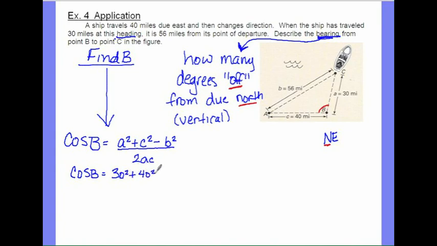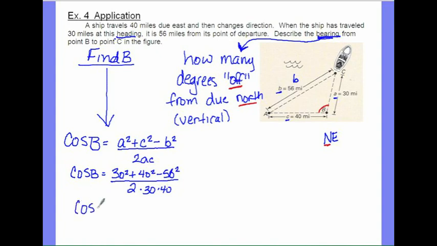plus 40 squared. Well, let me come up here. I probably should have done this first for you. Here's angle B, so here's little side b. Here's angle C, so here's little side c. Oh, that's already labeled, sorry. Little b, little a, little c, it was already on there. Okay. 30 squared plus 40 squared minus 50 squared over 2 times 30 times 40.